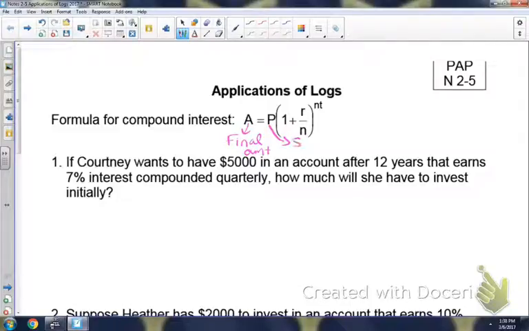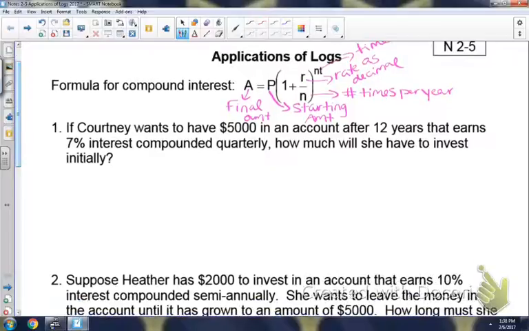P is your starting amount. R is your rate as a decimal. N is the number of times per year. And then T is your time in years. Okay, so just like before, I want you to write down your variables on the side and fill in what you know and then solve for what you don't know.